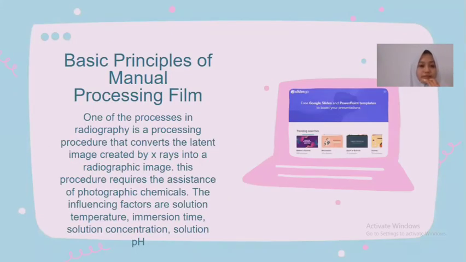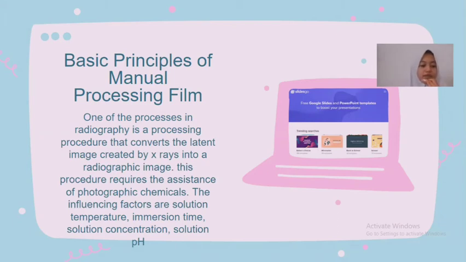And basic principles of manual processing film. One of the processes in radiography is a processing procedure that converts the latent image created by X-rays into a radiographic image. This procedure requires the assistance of photographic chemicals. The influencing factors are solution temperature, immersion time, solution concentration, and solution pH.